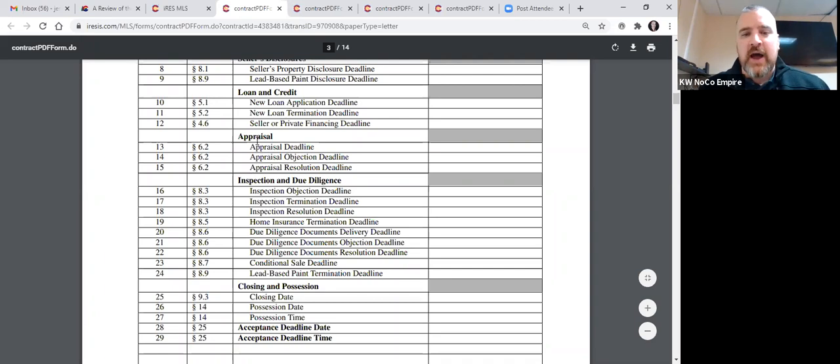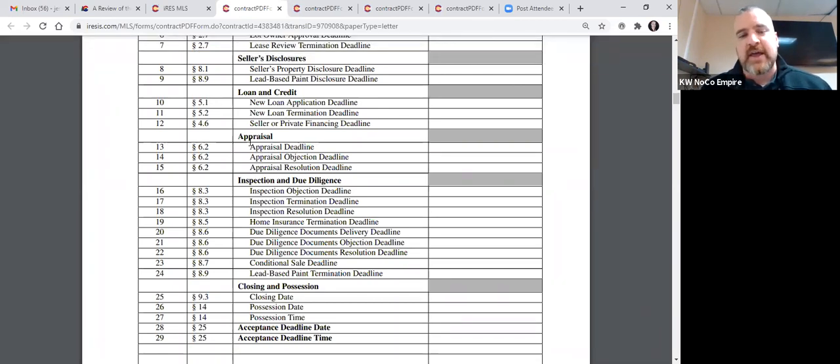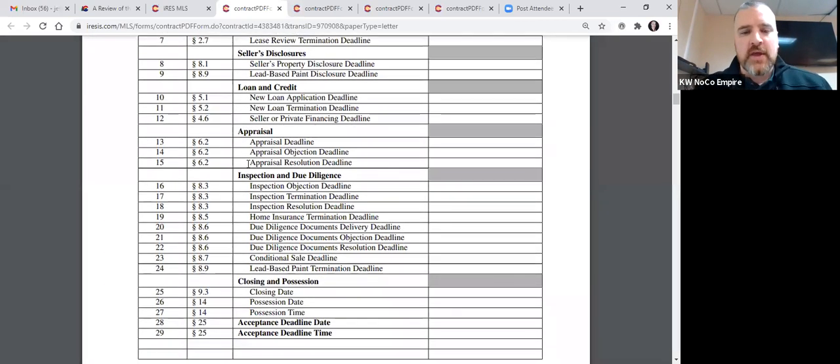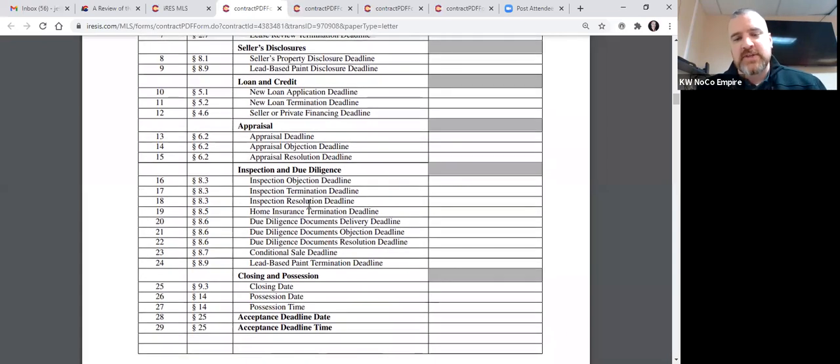So these are going to operate similar to the appraisal deadlines in our contract. That being said, probably a higher percentage of people are paying cash for a mobile home or a manufactured home than they would for a stick-built property, right? So these may or may not apply. Even if they are paying cash, theoretically, they could still get an appraisal done, but part of the allure for a cash deal, right, is typically no financing, no appraisal, whatever. Inspection, objection, termination, resolution.